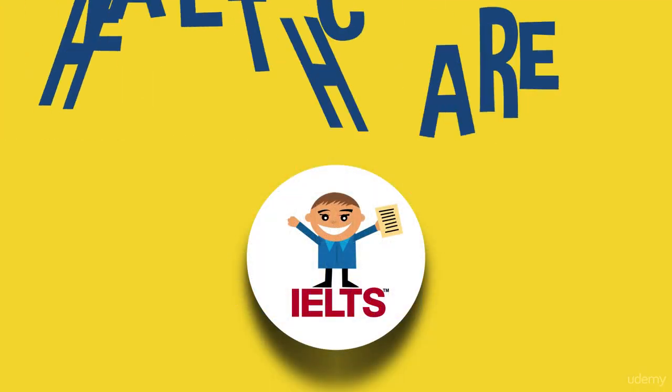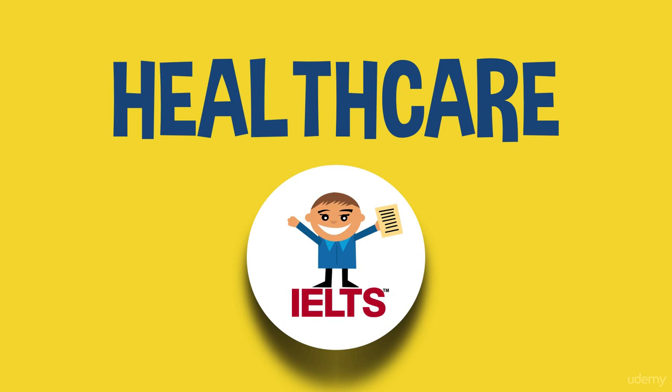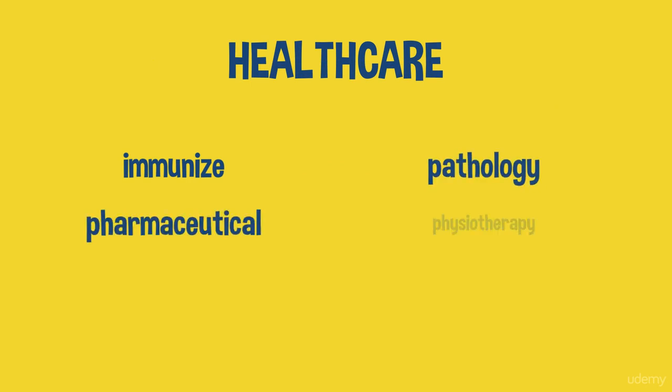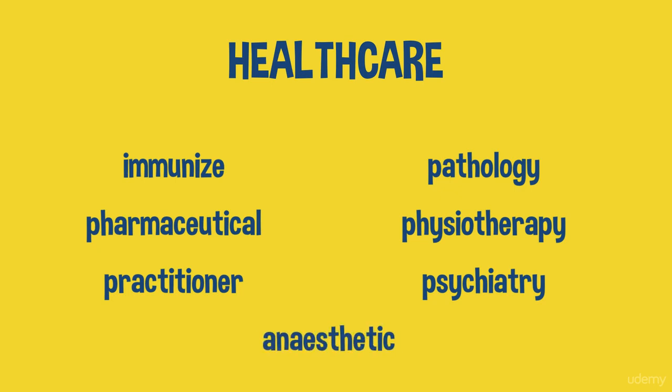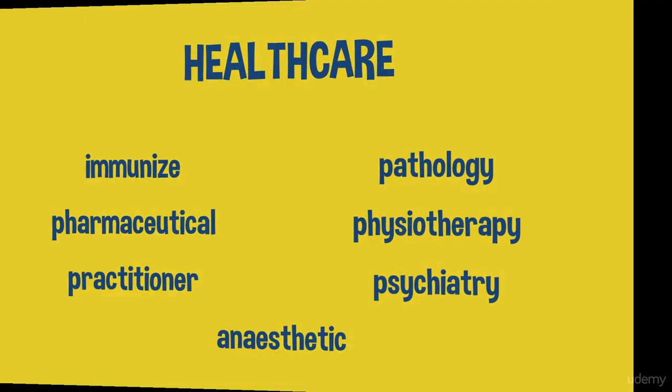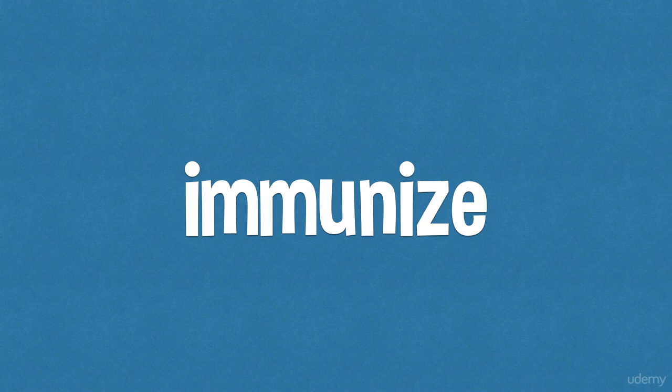So in this lecture, I'm going to take you through 7 words connected with healthcare. And here are your 7 words: immunise, pathology, pharmaceutical, physiotherapy, practitioner, psychiatry, and anaesthetic. So your first word is immunise. If people or animals are immunised, they are protected from a particular disease.